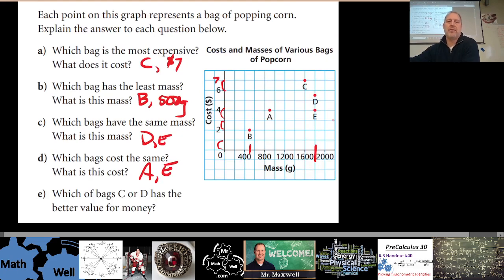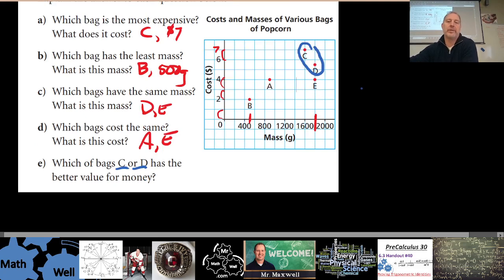Which bag, C or D, has the better value for money? So the better value for money, how do we find that? It's E, because A is the same price. It's C or D. Now, this is where you might have to just do some calculations. You might have to do some calculations, right?